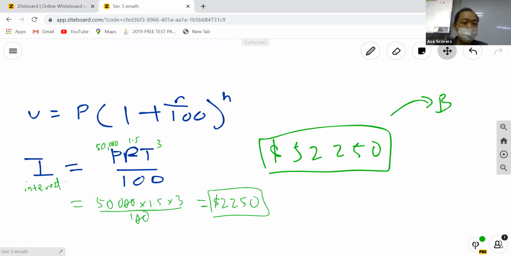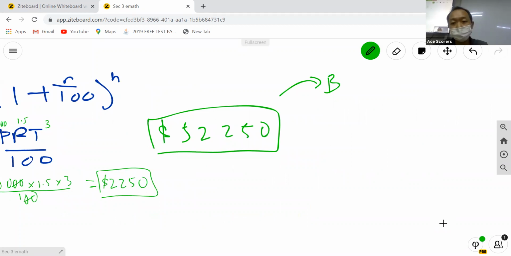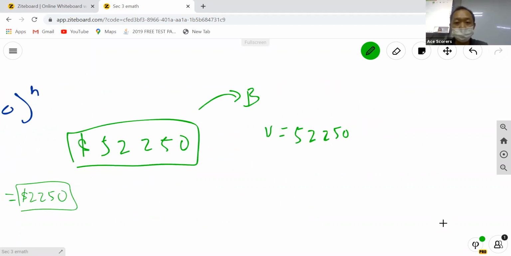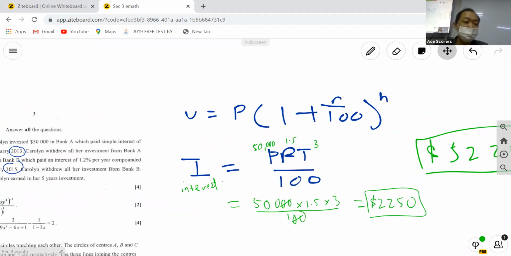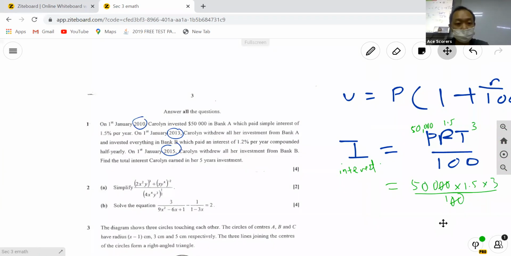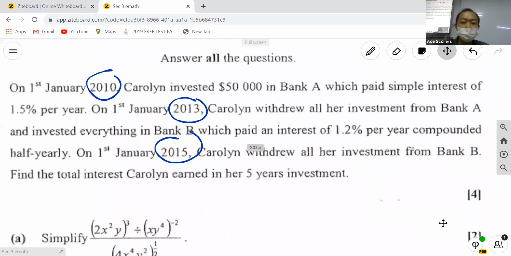In bank B, we use compound interest. V equals P, so what's my P right now? P is 52,250, times 1 plus 1.2 over 100, to the power of 2. Okay, 2 years, right? Let me double check. Wrong. There's something here.